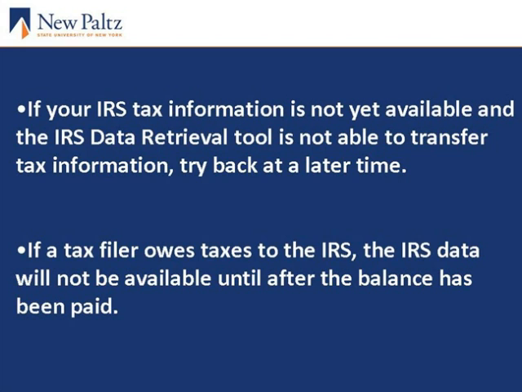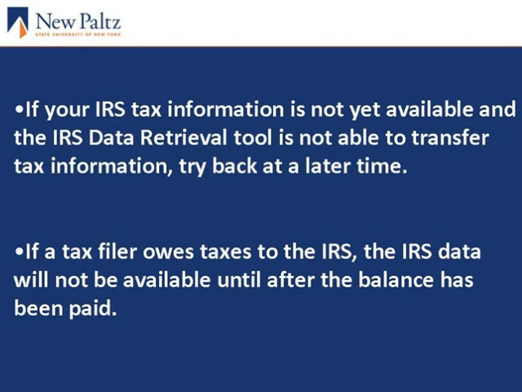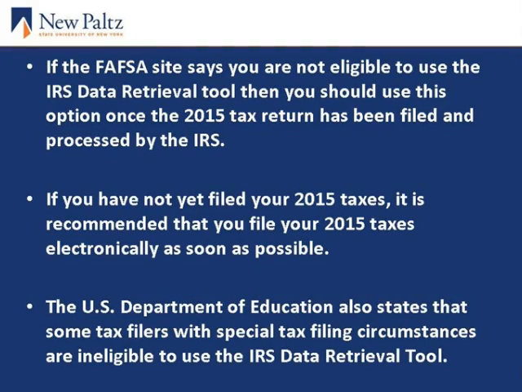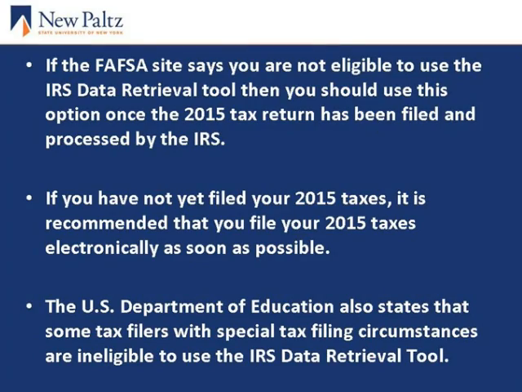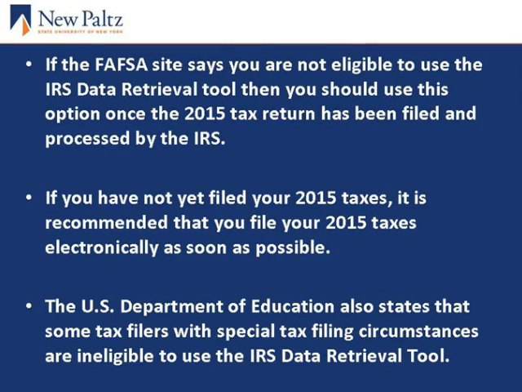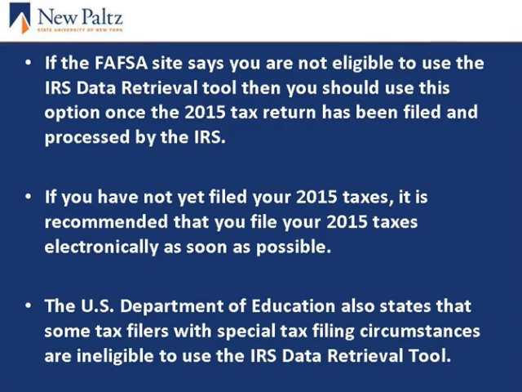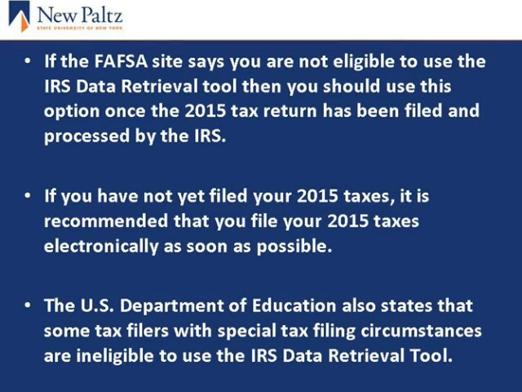If your IRS tax information is not yet available and the IRS data retrieval tool is not able to transfer tax information, try back at a later time. If a tax filer still owes taxes to the IRS, data will not be available until after the balance has been paid. If the FAFSA site says you are not eligible to use the IRS data retrieval tool, then you should use this option once the 2015 tax return has been filed and processed by the IRS. If you have not yet filed your 2015 taxes, it is recommended that you file your 2015 tax return electronically as soon as possible. After filing, you can then complete the IRS data retrieval process.